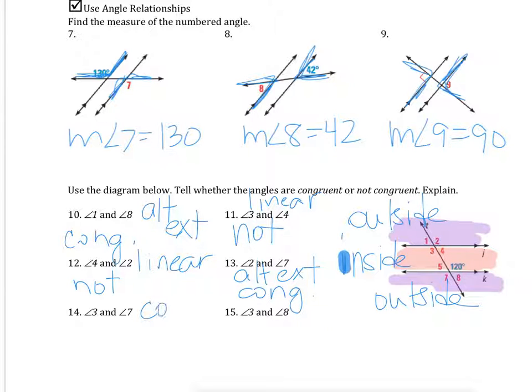3 and 7 are in the same position on the same side. Think your letter F backwards. They are congruent. 3 and 8 have no relationship. That's one inside, one outside. So they are not.